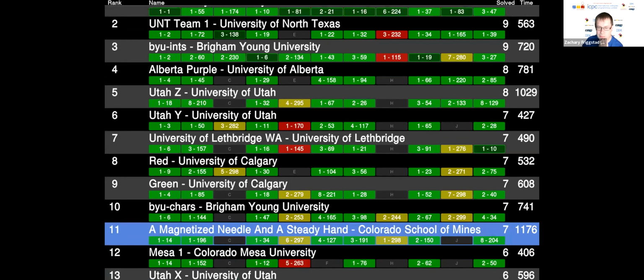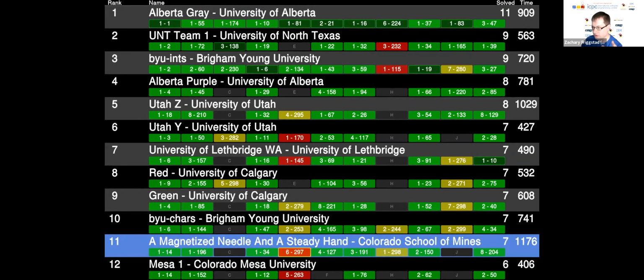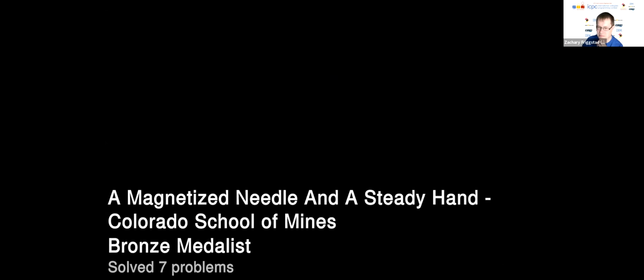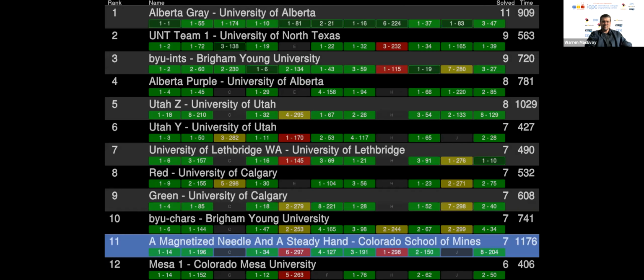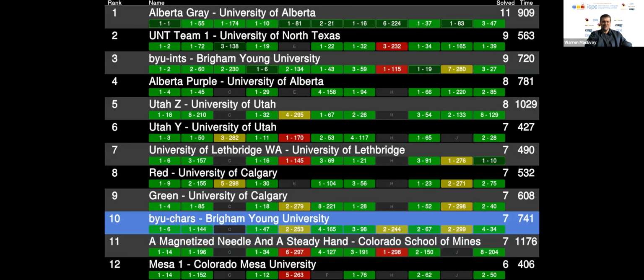So just so people know, the medals here are because at the ICPC World Finals, the top 4 get gold, next 4 get silver, and next 4 get bronze. So this is not our resolver. It is, but that is great. So bronze medalist solved 7 problems. Fantastic. BYU cares.